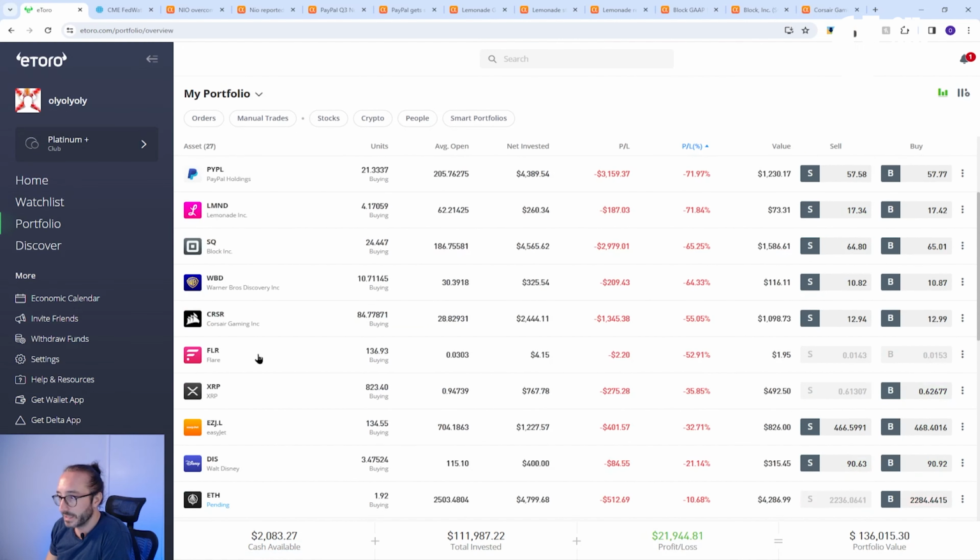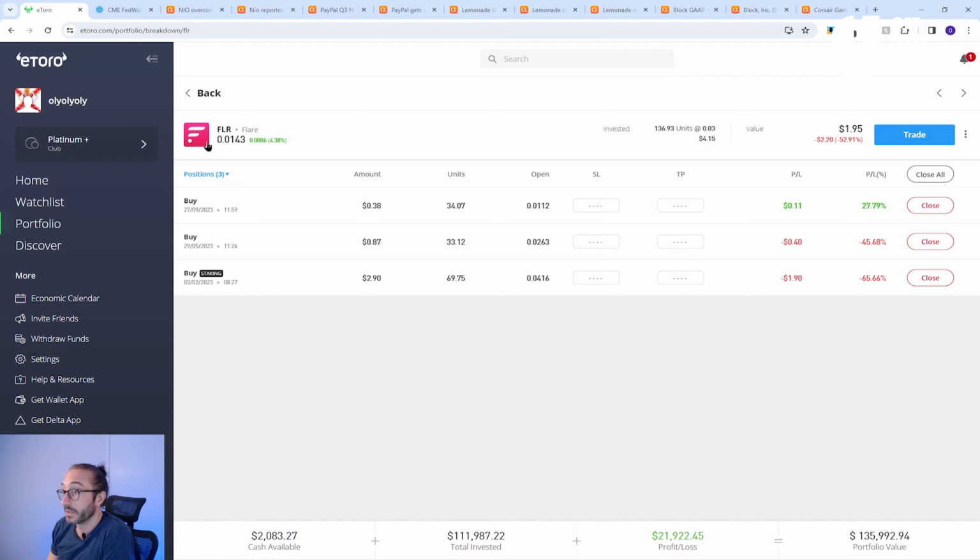Next on my portfolio update is Flare. As mentioned in previous videos, I've been airdropped this just because I held XRP at some point in the past. I don't really know much about it, but I do know that while I keep the position open, eToro will keep sending me tokens, so there's no point turning down something free. So yeah, I'm just leaving that one there for now.